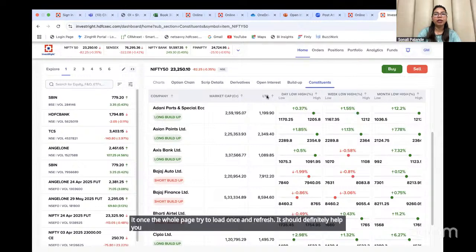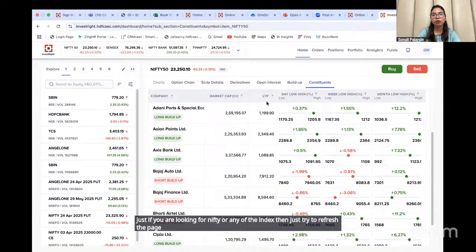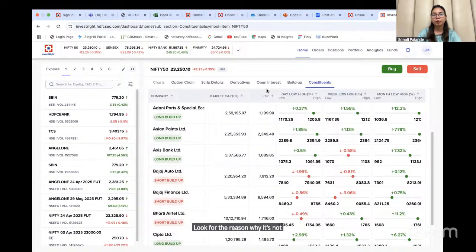And let me tell you that the constituents page is going to be valid for all the indices only. You will not see the constituents page for any stock. So if you are looking for Nifty or any of the index, then just try to refresh the page once and let me know if it is working for you. If not, still let me know, and we should look for the reason why it's not visible to you.